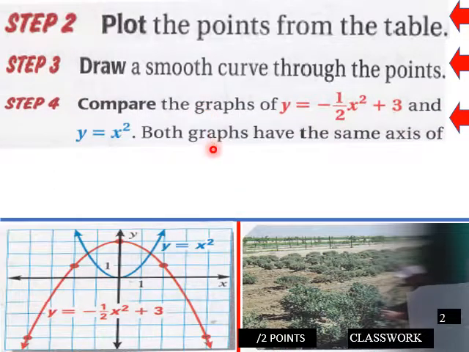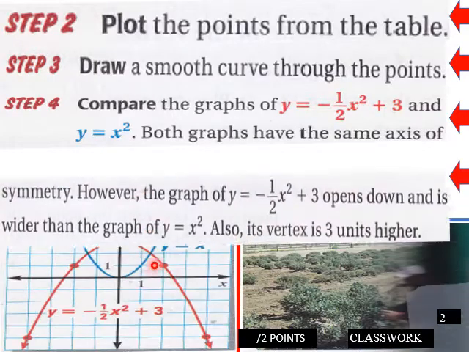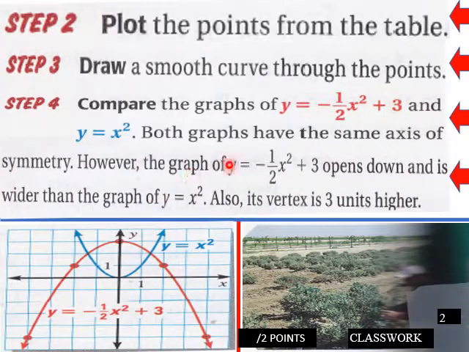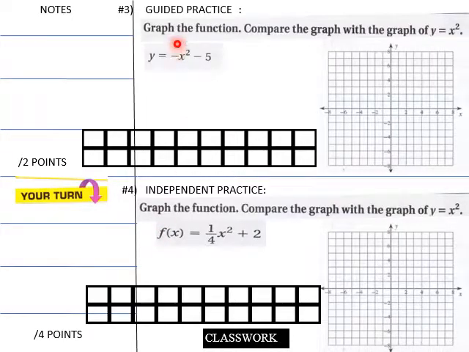Draw a smooth curve through the points and then compare it to our parent function. There's our parent function, and both graphs have the same axis of symmetry. However, this one opens down and the other one opens up, and it has a vertex up here. Okay, graph the function and compare it with the graph of y equals x squared, our parent quadratic. Students, you have this one here to compare with the parent quadratic.